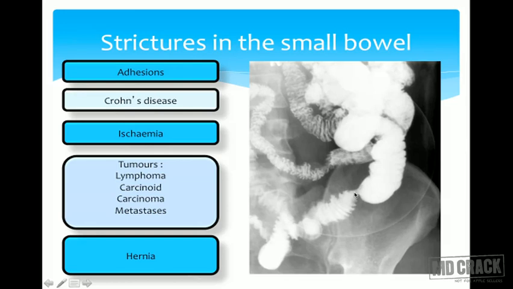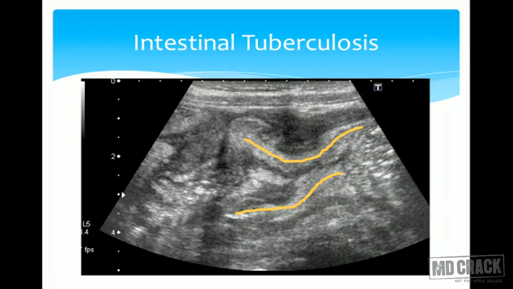This patient turned out to be a case of tuberculosis. Again, intestinal tuberculosis. This is an ultrasound appearance showing thickened walls of the intestine. Over here, these are the thickened walls, and over here you see mild free fluid in the peritoneum.